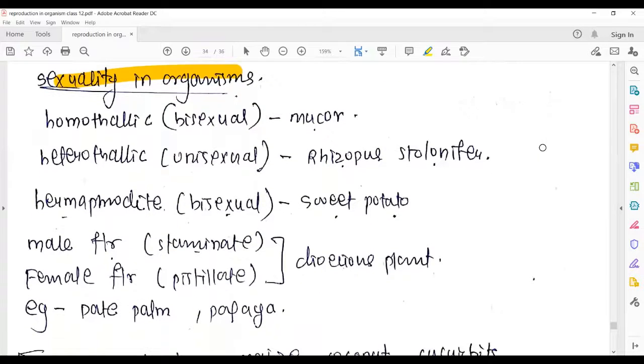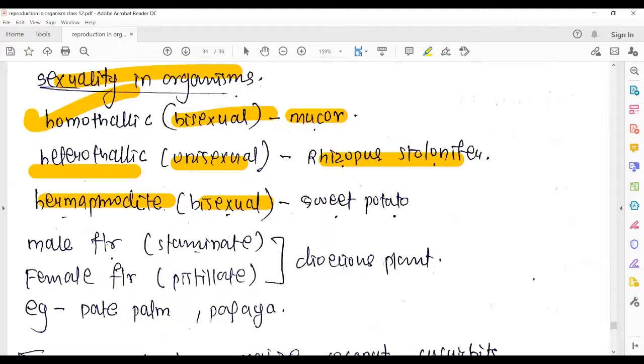Sexuality in organisms. Get familiar with these terms. Homothallic means bisexual, for example Mucor. Heterothallic means unisexual, for example Rhizopus stolonifer. Hermaphrodite means bisexual, and sweet potato is an example. The male flower is staminate, and the female flower is pistillate. If both are present on separate plants, it is called dioecious. If both are present on the same plant, it is called monoecious. Next, date palm and papaya: papaya has two kinds of plants, where the male flower is on a different plant from the female.